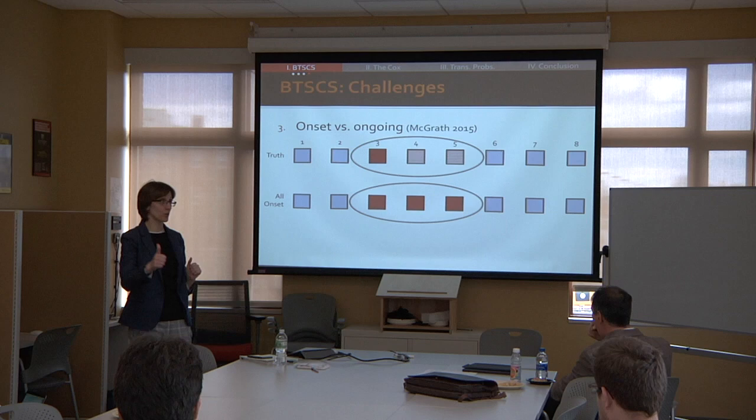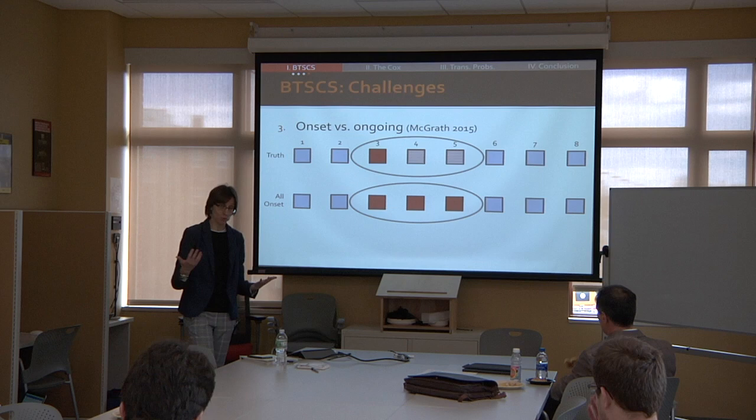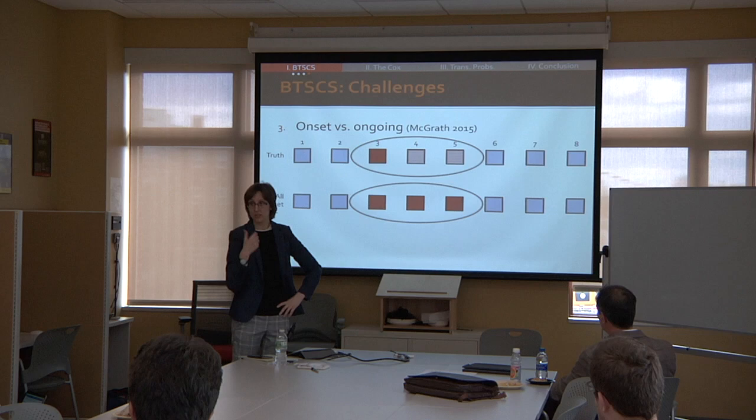And if the process generating those two outcomes, the war starting and the war continuing, is different, you're going to have a big problem. That's the same as in any regression where you have an observability problem like this.